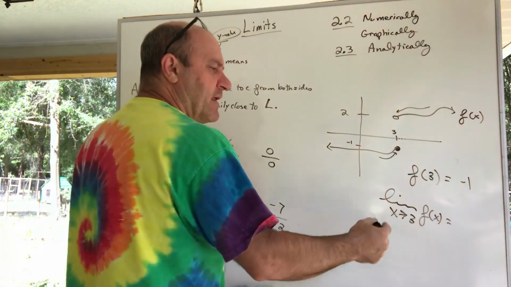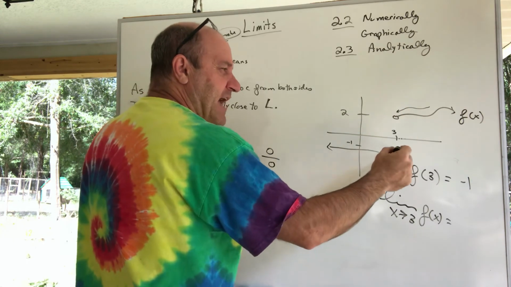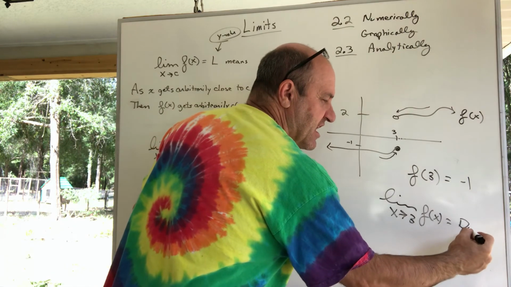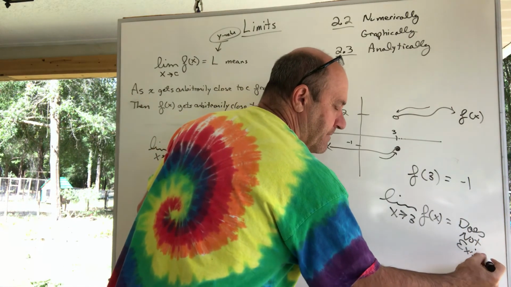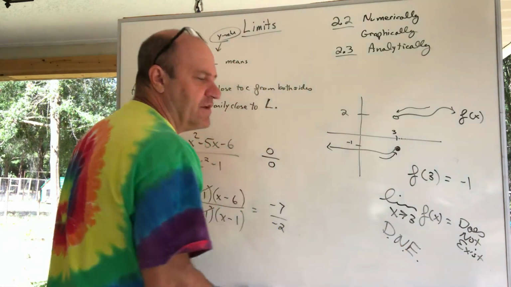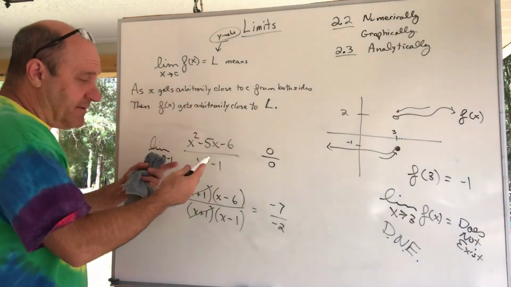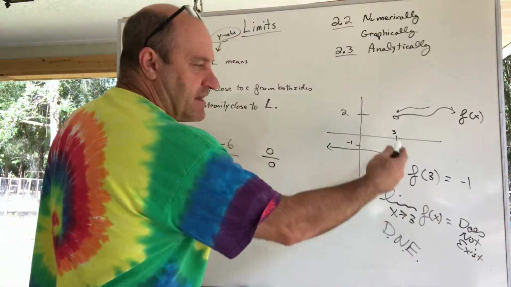But that's not the point. The point is, from that side and from that side, we have two different limit answers, and what that means is this limit does not exist. Often we just use the answer DNE, does not exist. So, not all limits exist. This one did. We did the math, we found this answer. This limit did not exist.